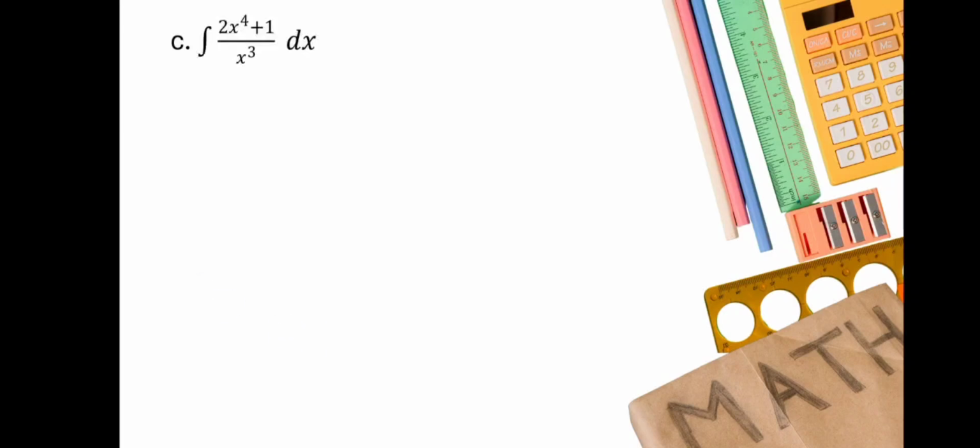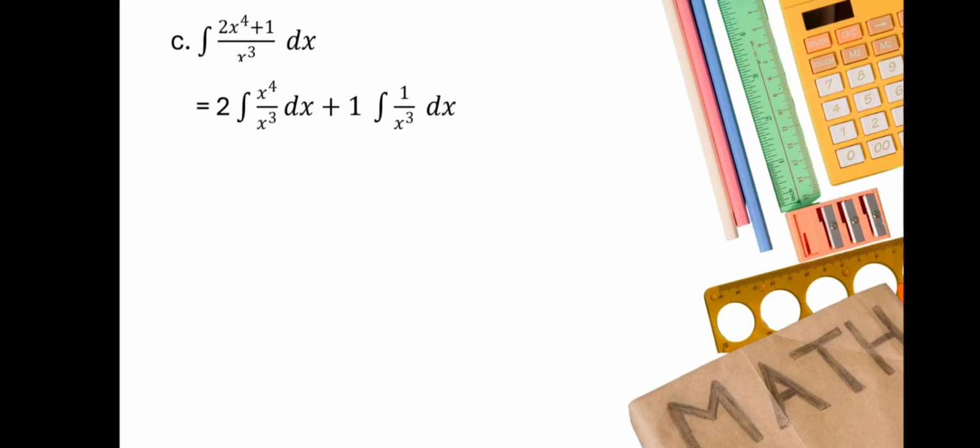Next is the integral of the fraction 2x raised to 4 plus 1 over x cubed with respect to x. This fraction can be separated into two terms by dividing each term in the numerator by the denominator. So we now have 2 times the integral of x raised to 4 over x cubed with respect to x plus 1 times the integral of 1 over x cubed with respect to x.